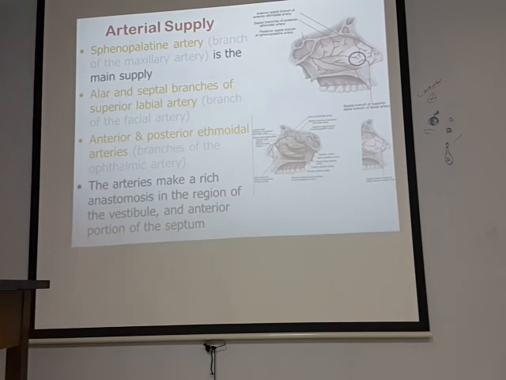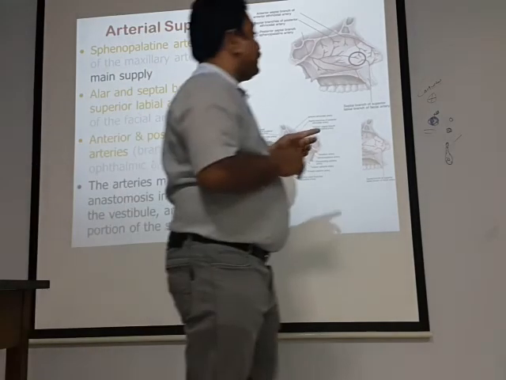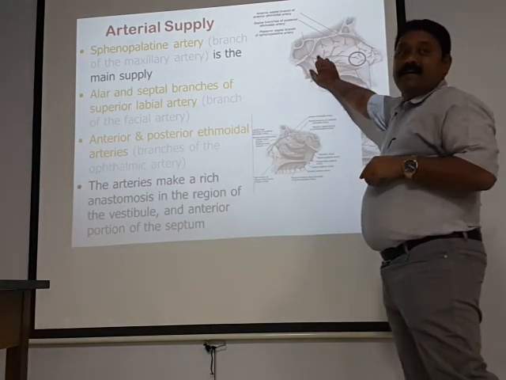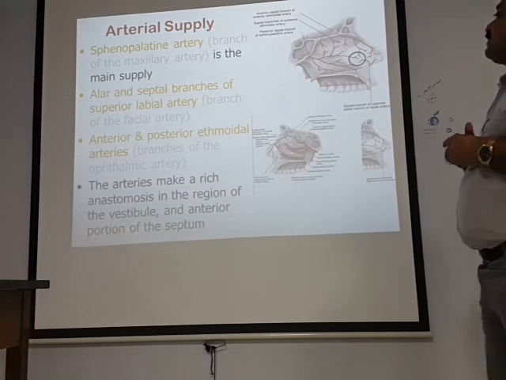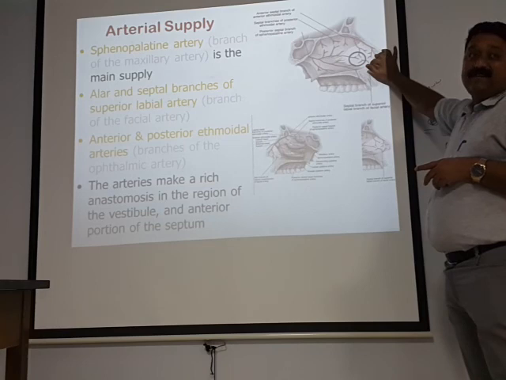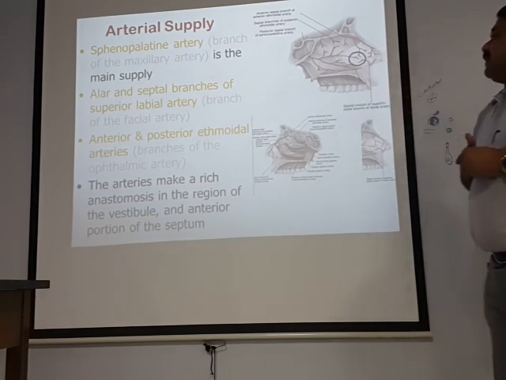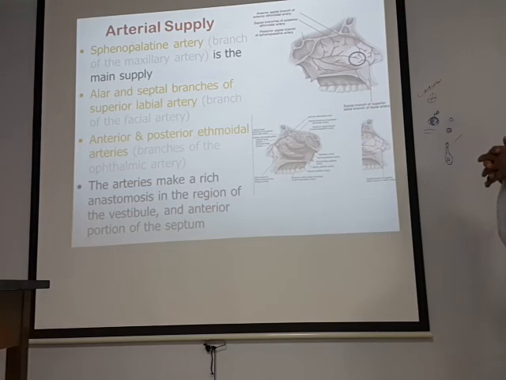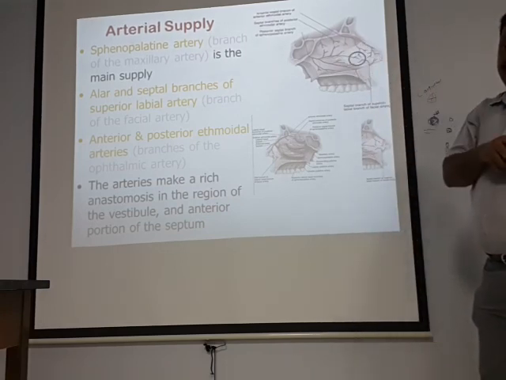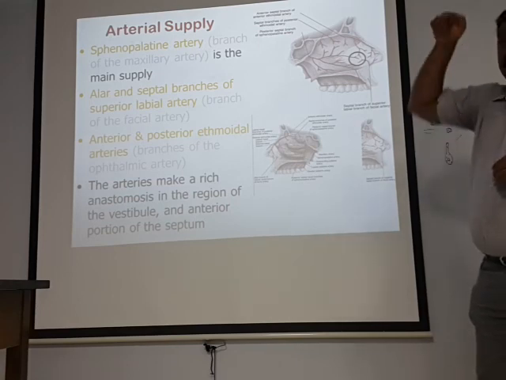Next is the arterial supply of the nasal cavity. The sphenopalatine artery is a branch of the maxillary artery. Next are the alar and the septal branches, which are branches from the facial artery. And the anterior and the posterior ethmoidal arteries are branches from the ophthalmic artery. Again, the ophthalmic artery is a branch of the internal carotid.